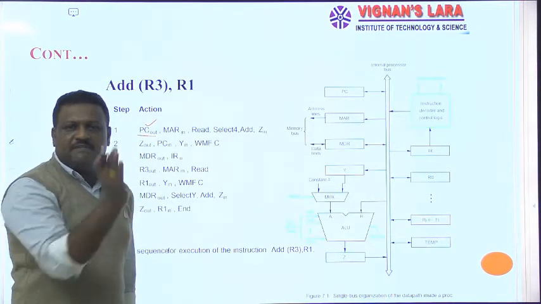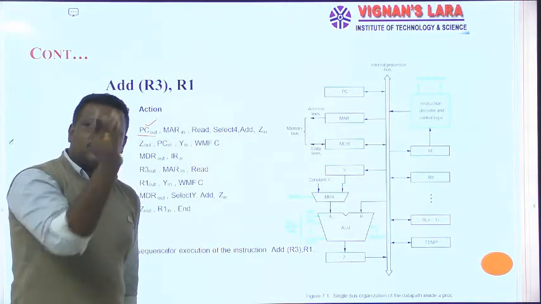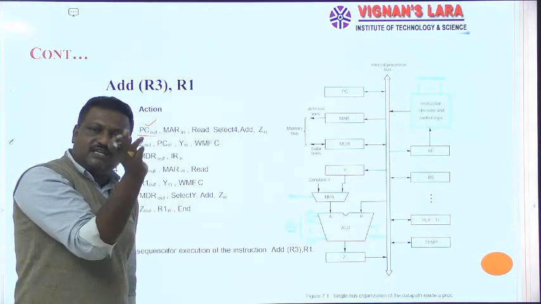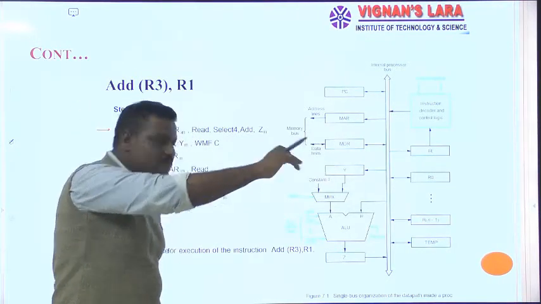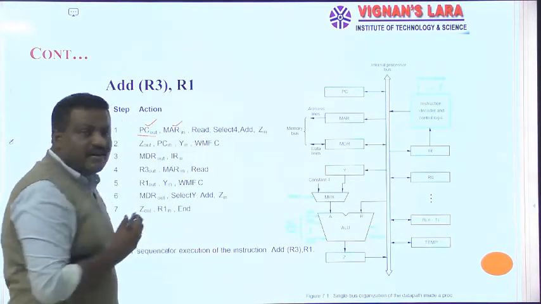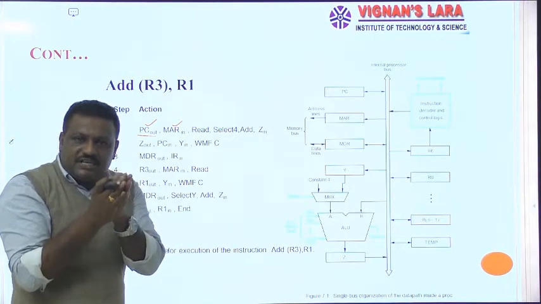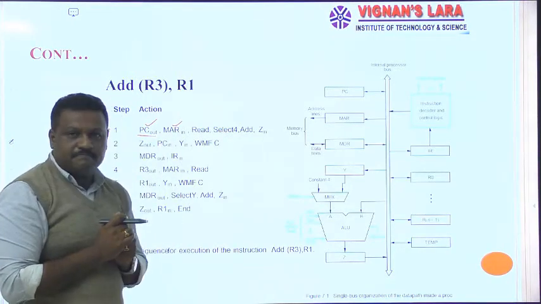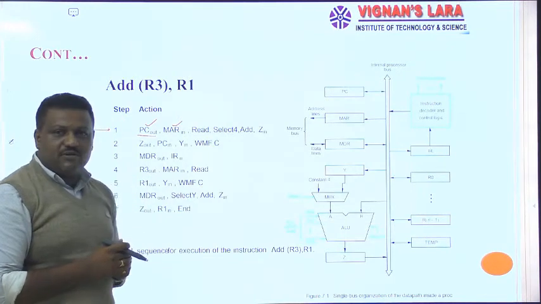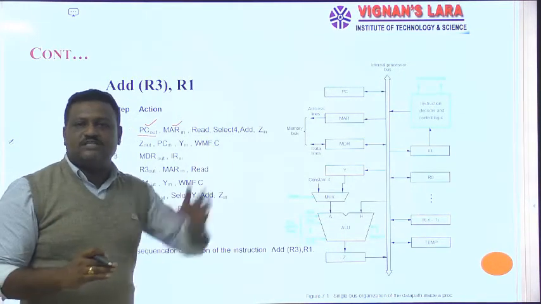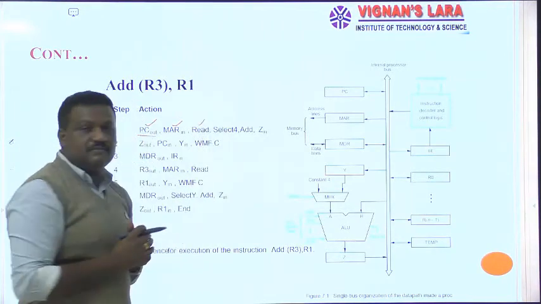But here the PC value does not go directly to the external bus. It first goes to the internal bus. From that it is transferred to MAR, and later it will be transferred to the external bus. So here I activate MAR in. By using this, the PC value is transferred to MAR. And later I generate a read signal because I am going to read an instruction from the memory.